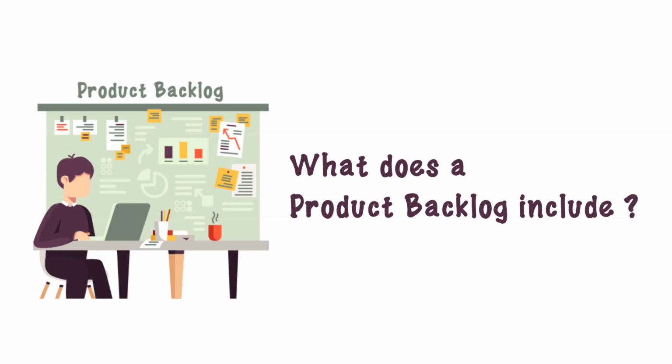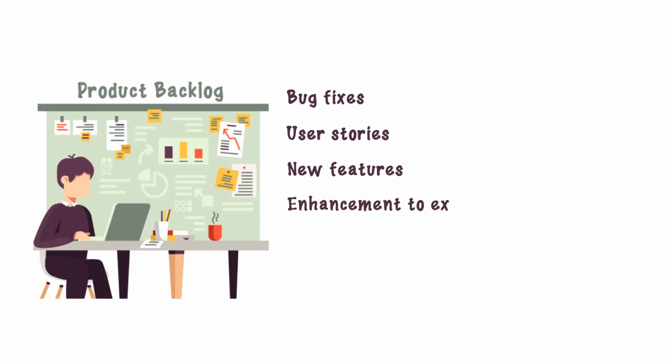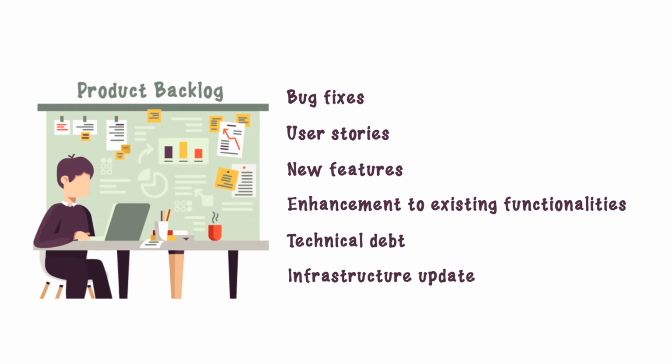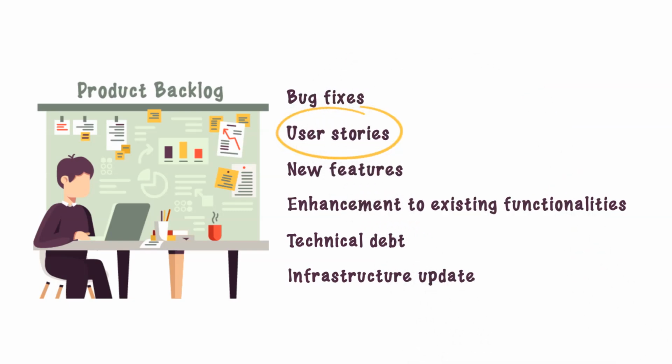It is a tricky question because what belongs in a product backlog varies from team to team. However, in general, a product backlog includes some typical items like bug fixes, user stories, and other tasks like new features, enhancement to existing functionalities, technical debt, and infrastructure update. In most cases, the items are broken down into user stories.